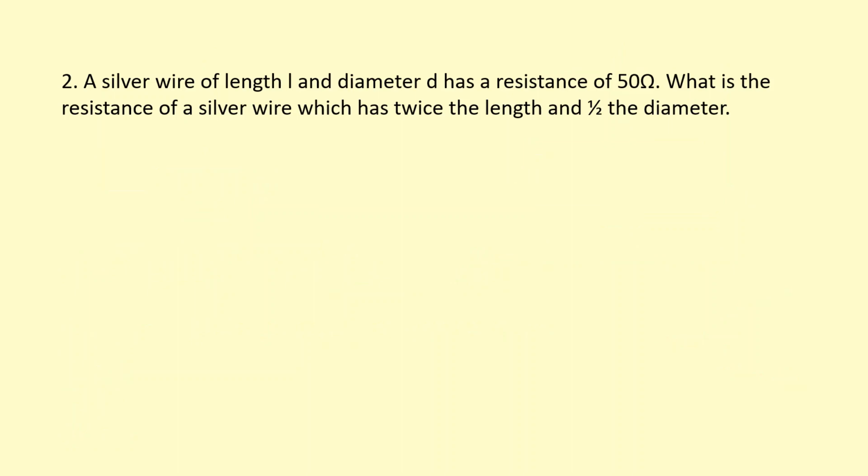The silver wire of length L and diameter D has a resistance of 50 ohms. What is the resistance of a silver wire which has twice the length and half the diameter? Okay, still a silver wire here, so that means the resistivity is going to be the same. So if I write the equation for resistance, I can ignore resistivity, it's the same material. The length is going to be times 2, okay, and the diameter is going to be a half. Now, because the diameter is being halved and the area is proportional to diameter squared, that's going to get squared. So that's actually times a quarter at the bottom.